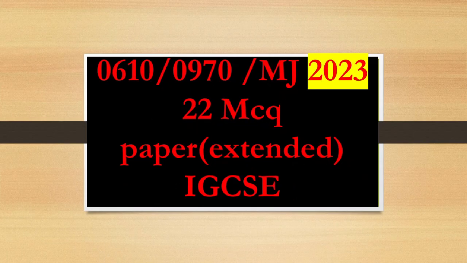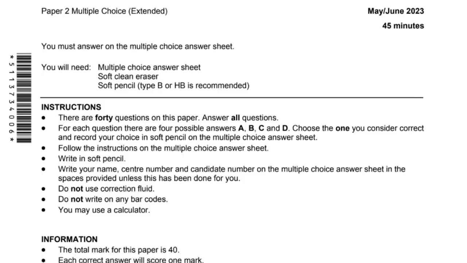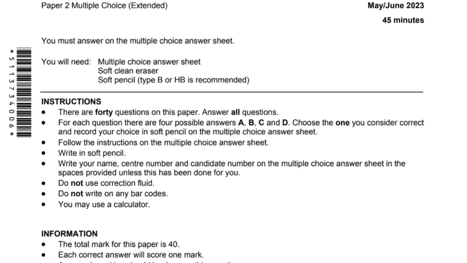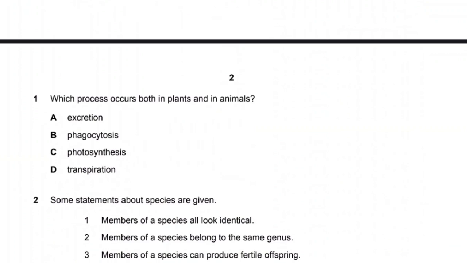Today let's solve the May June 2023 paper 2-2. This is the MCQ paper of IGCSE. Let's start the paper. This is the MCQ paper, 45 minutes is the time, and question number 1 is: which process occurs both in plant and in animal cells?